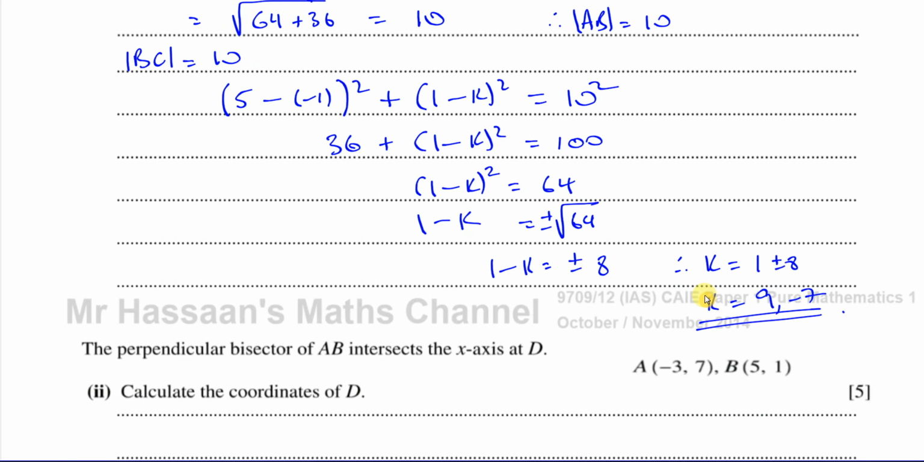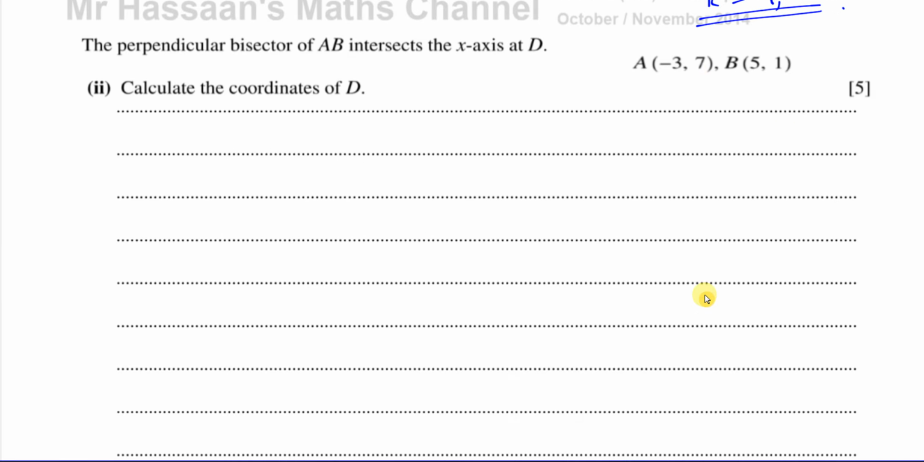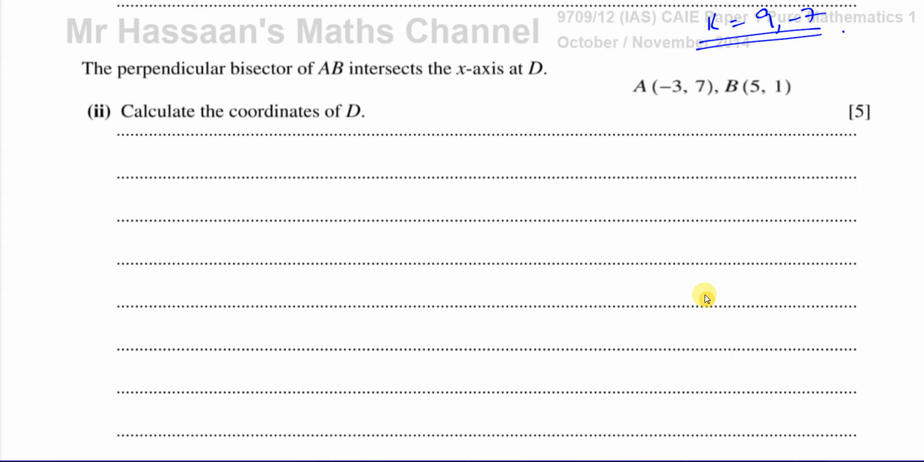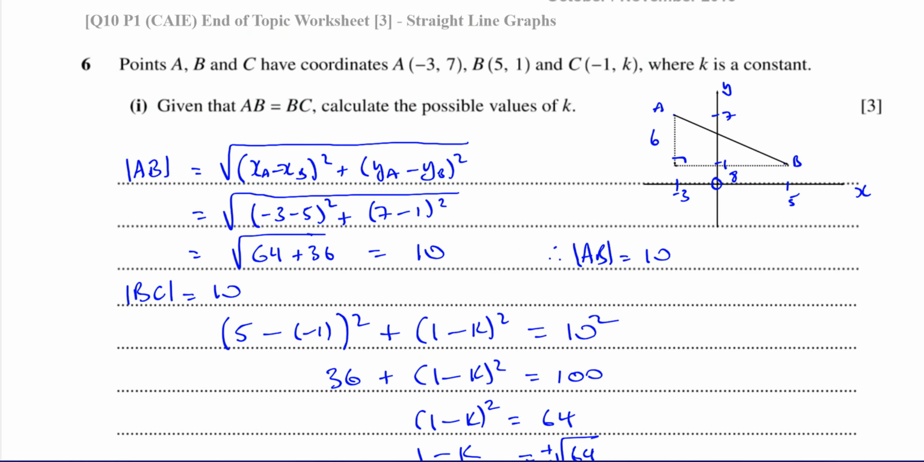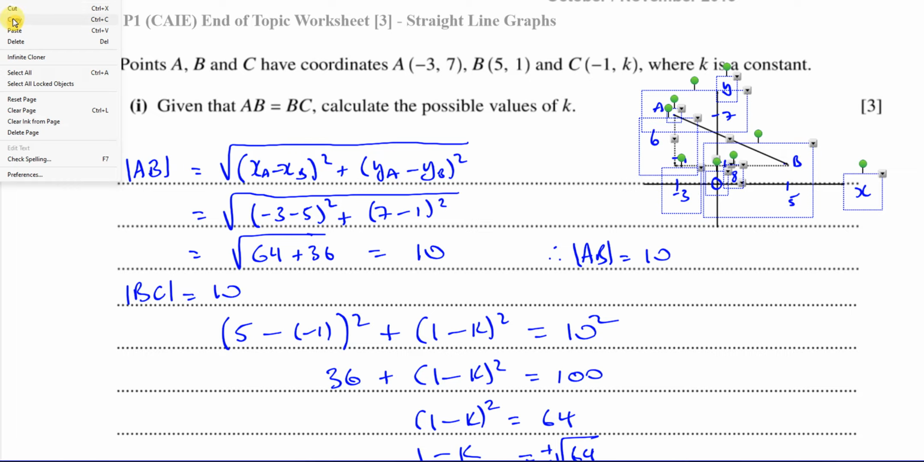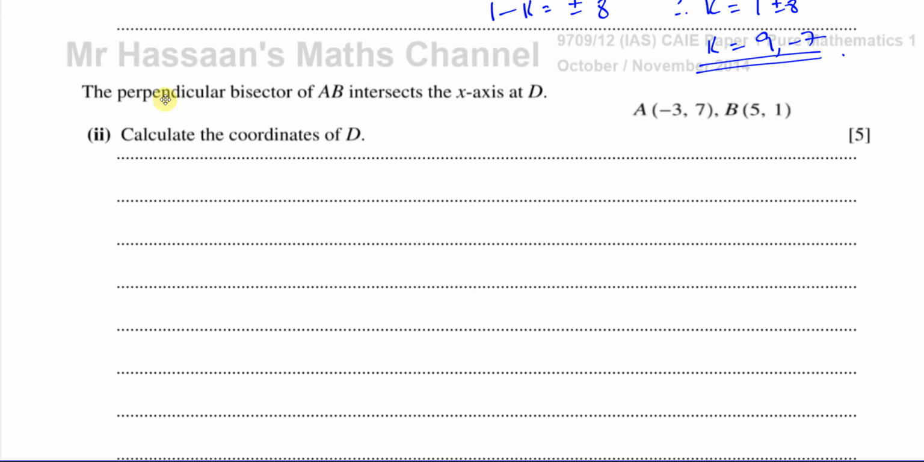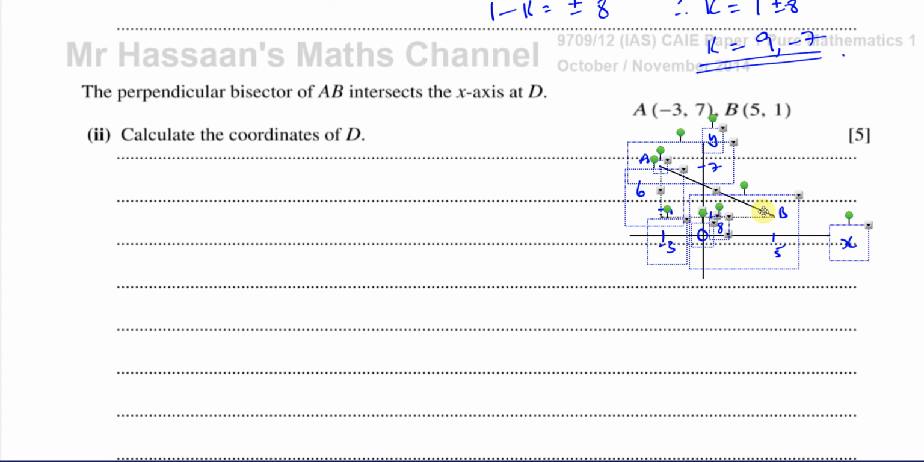Now we're going to answer 6 part 2. So it says the perpendicular bisector of AB intersects the x-axis at D. So calculate the coordinates of D. So the perpendicular bisector, what does that mean? Let me just take this and bring it down here so we can just have a look at that. Let's put it over here.